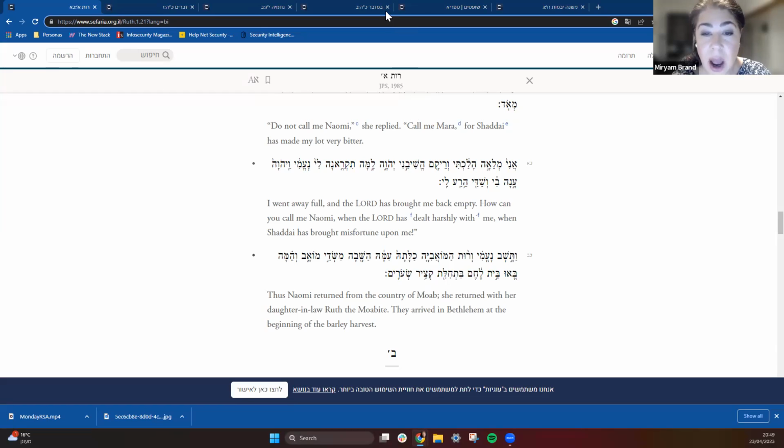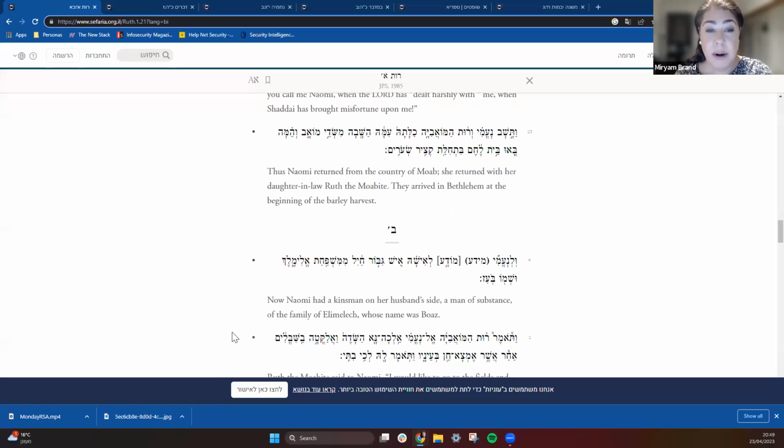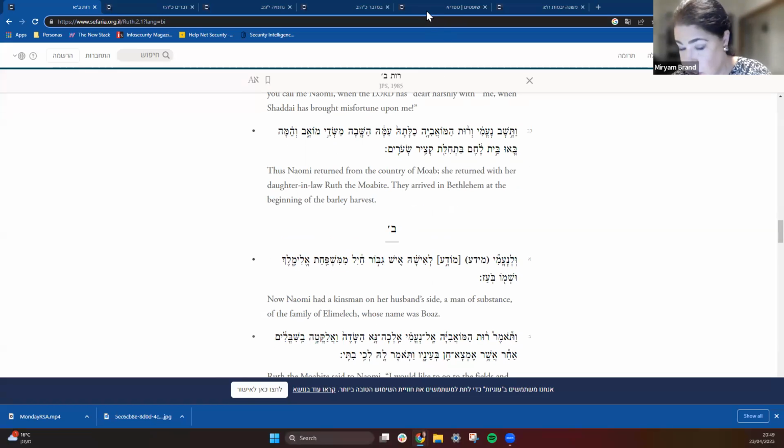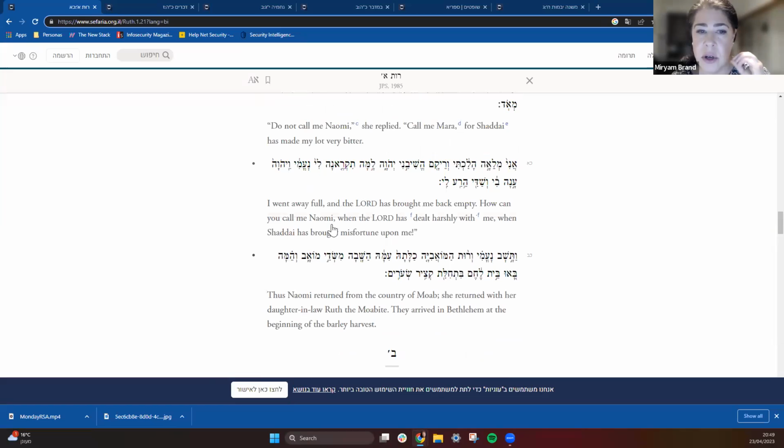In the beginning of the barley harvest, and this is the end of this chapter. And yes, these chapters are the Christian chapters, but they actually follow the units, right? This is the end of a unit. We're going to go next into introducing Boaz, right? But already in this verse, Naomi set up a problem, where she's like, God, I left full, and God brought me back empty.